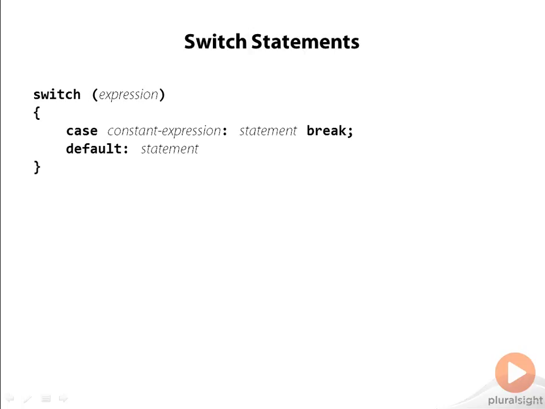Finally, you can include an optional default label, and execution will jump to its first statement, assuming a matching case label is not found. You can also only switch on integer, character, or enumerated types. Any other types, and you'll have to revert back to the if statement.